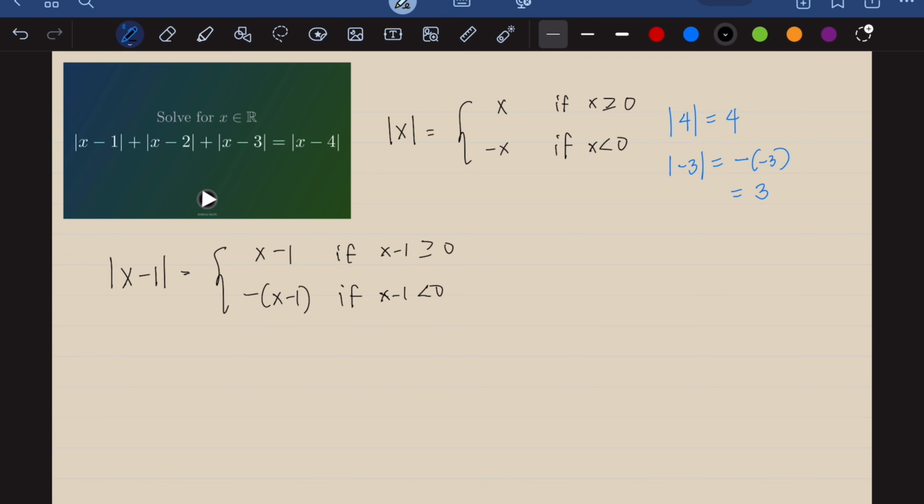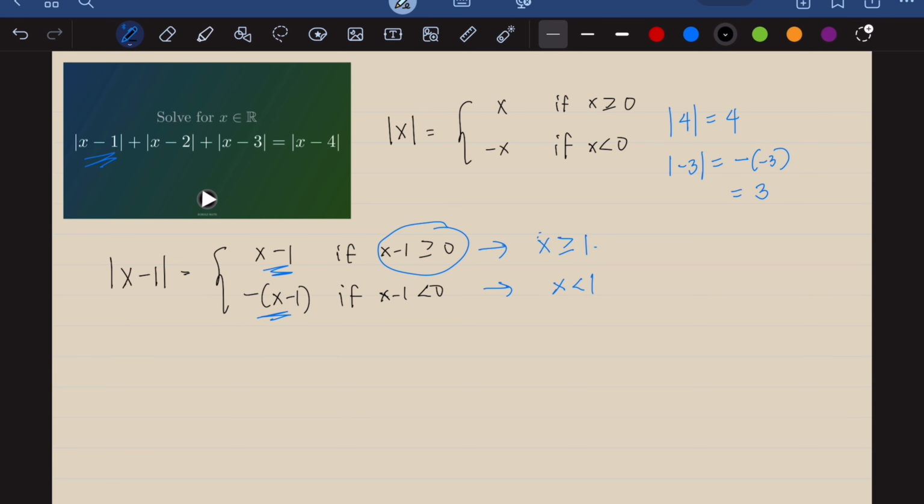Of course, this inequality condition can be rewritten as x greater than or equal to 1, while the other one can be expressed as x less than 1. Therefore, this absolute value function is actually equivalent to this piecewise function, depending on where we are evaluating the function. If x is greater than or equal to 1, then it's positive x minus 1. Otherwise, it's negative of x minus 1.